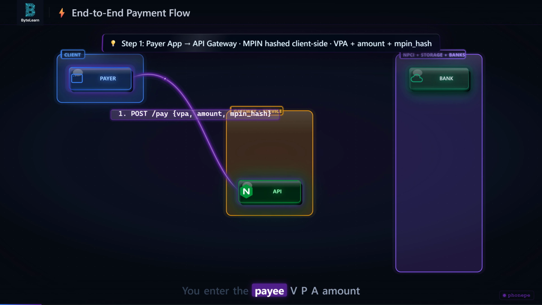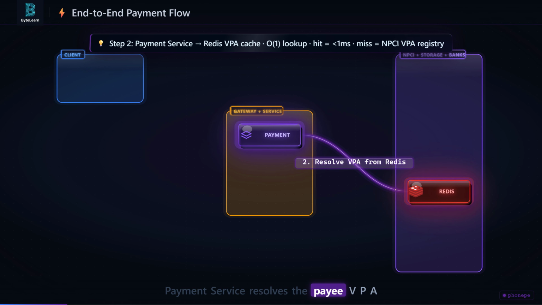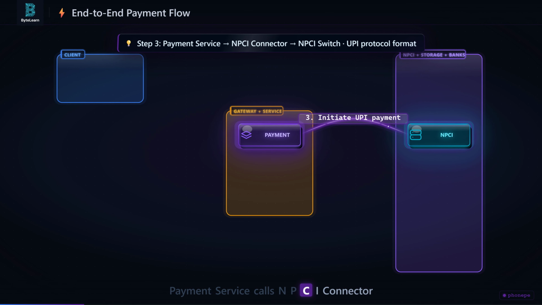You enter the payee VPA, amount, and MPIN. PhonePe hashes the MPIN client side. The payment request with hashed MPIN, VPA, and amount is sent to the API gateway over HTTPS. Payment service resolves the payee VPA. Redis cache checked first. If hit, account number returned in under 1 millisecond. Cache miss routes to NPCI VPA registry. Payment service calls NPCI connector with the payment details.